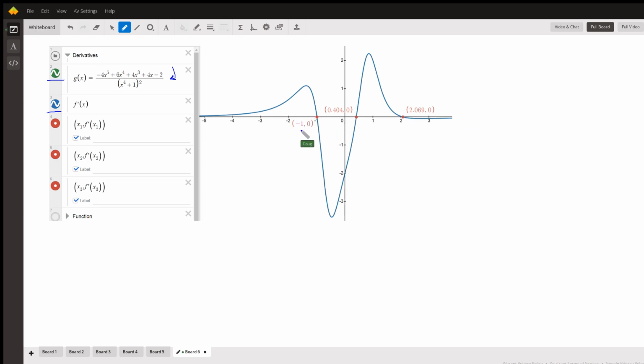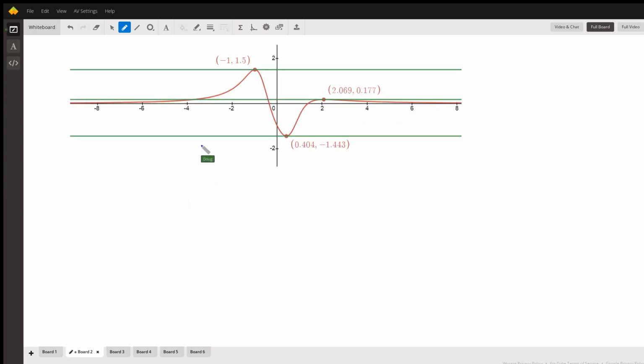Negative 1, 0, we could have gotten by using the rational root theorem. These others, not so easy. But that's where there are horizontal tangent lines. And there's what it looks like. There's the graph of f of x, this red curve. And there are the horizontal tangent lines, 3 of them.